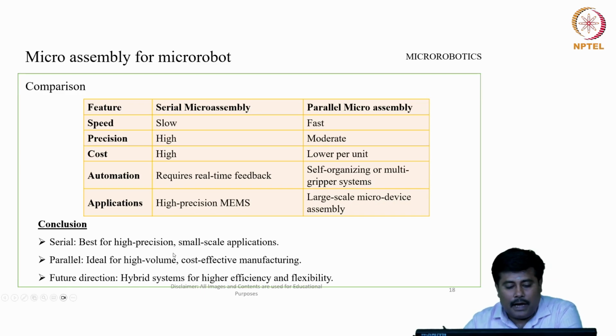Now let us look into the overall comparison between serial micro assembly and parallel micro assembly. If we closely observe the features involved, we have serial micro assembly and parallel micro assembly. From a speed point of view, serial micro assembly is a bit slow, whereas parallel micro assembly is a bit fast. With reference to precision, it is high and moderate respectively, and with reference to cost, it is high and low respectively.